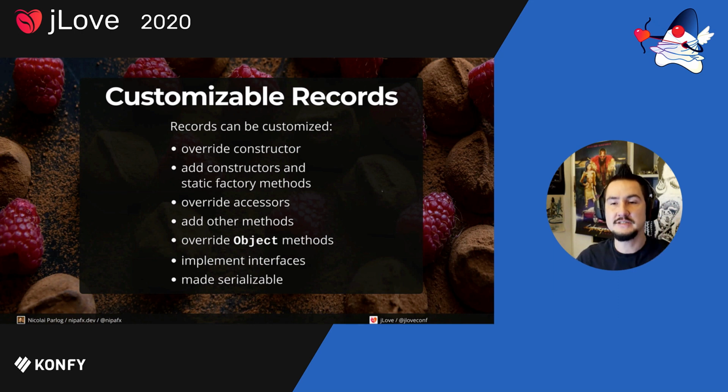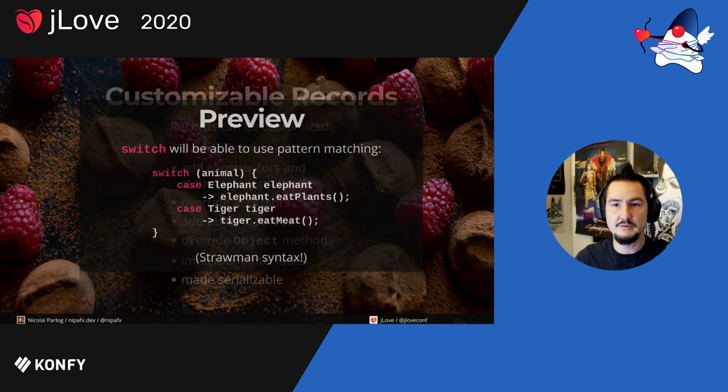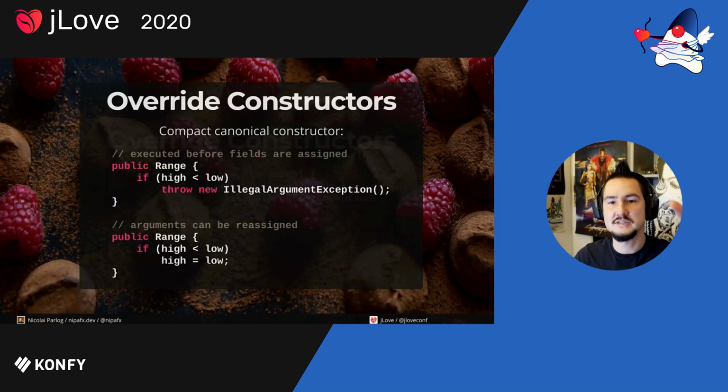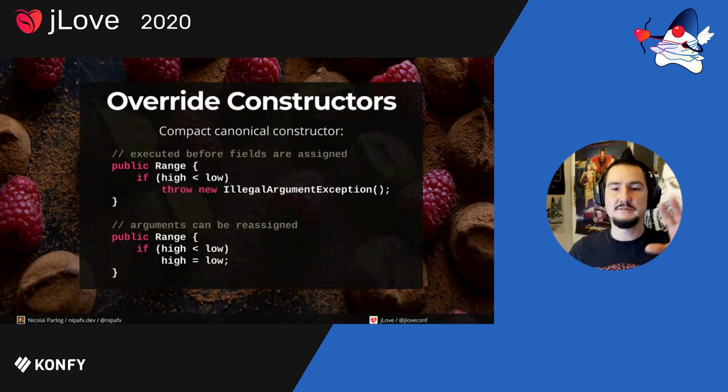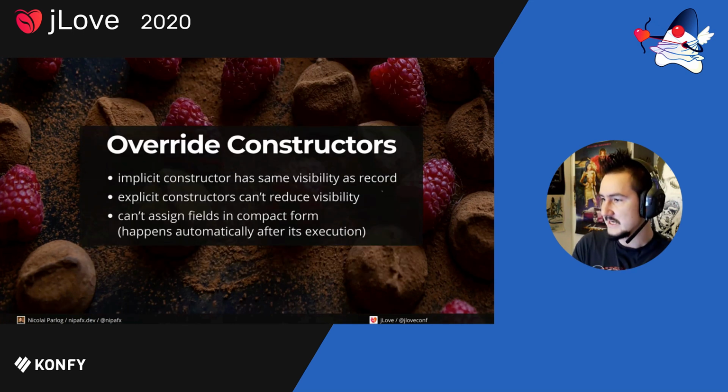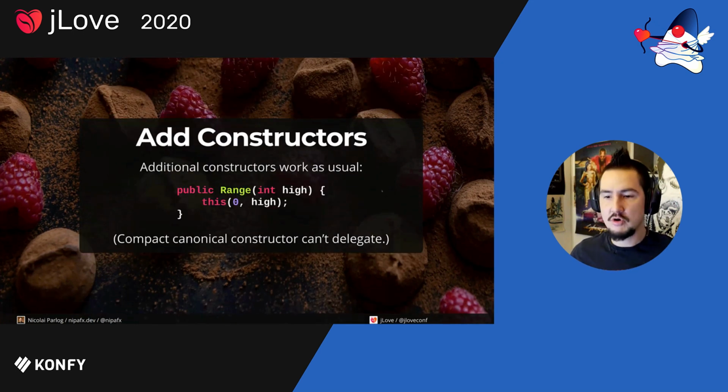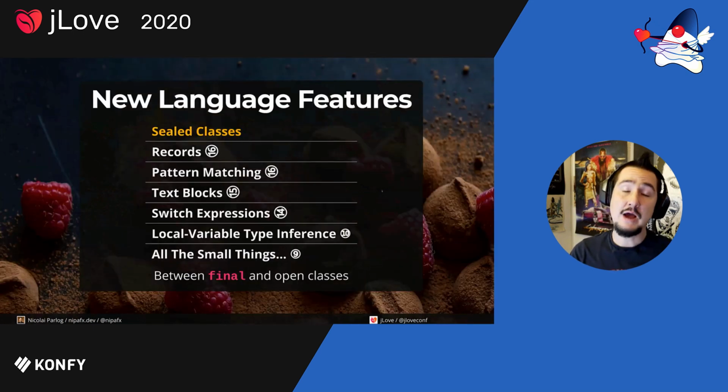I have examples for each of these, so how they can be customized, right? So if we go here, we can see how to override constructors and what the canonical constructor is. But in the interest of time, once again, I want to skip that, so we have more cool and fancy things to look at. Because what I want to show you now is sealed classes.